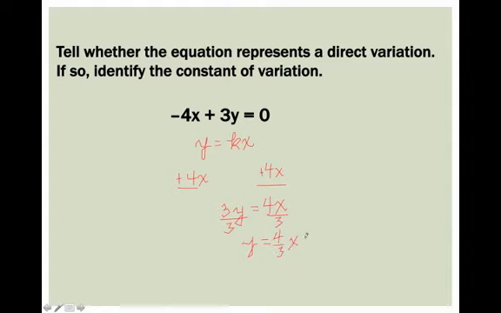Does that fit my form y equals kx? Absolutely it does. So this equation does represent a direct variation, and now I need to find my constant of variation, and that's my k right here. So my constant of variation equals 4/3.